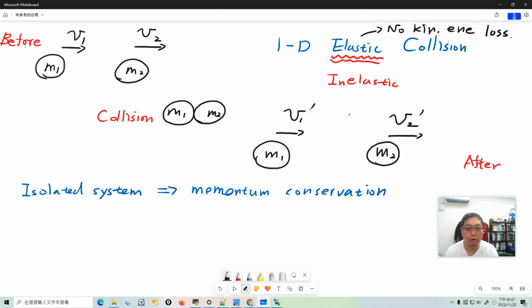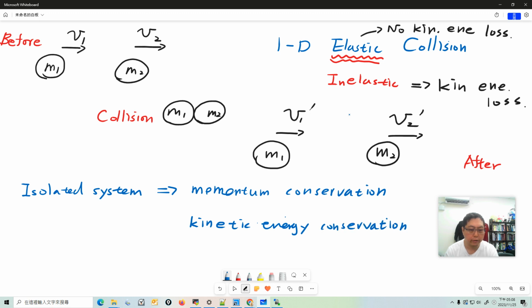But for the inelastic collision, you have kinetic energy loss. Since it's an elastic collision, we have kinetic energy conservation. Some would say, shouldn't that be energy conservation? That's what we introduced: delta K plus delta U equals 0.